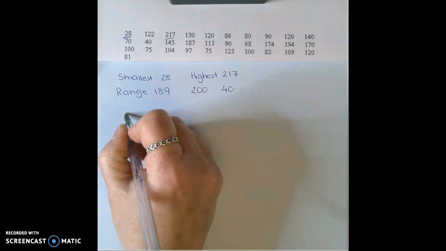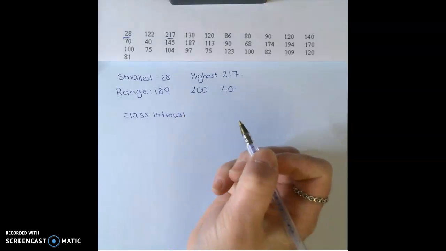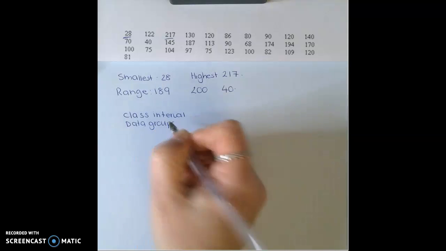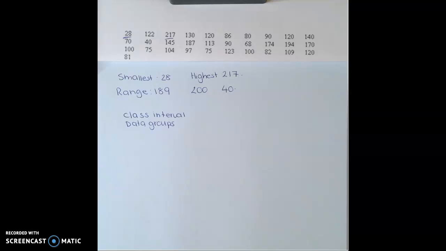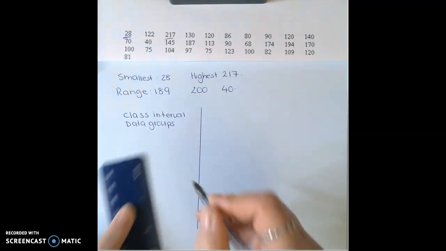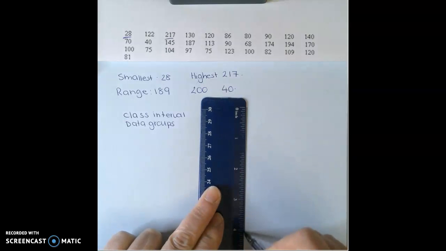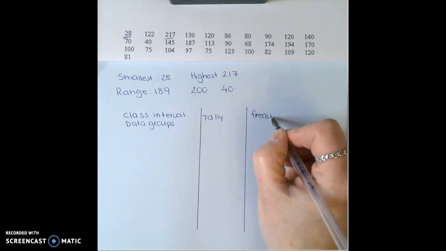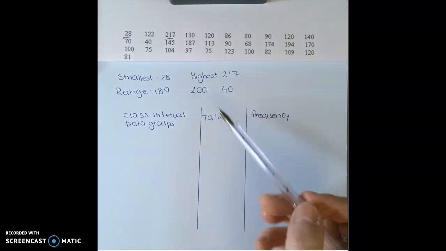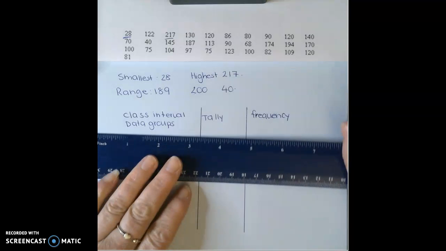So let's start constructing the table. And we have the class interval. Sometimes it's also called data groups, or it might even be given the name of what it actually represents. It might be the number of calls. And then we want the tally, and then we want the frequency. Okay, so the class interval is grouping our data. The tally is counting it and ticking it off, and then the frequency is telling you how many are in each group.